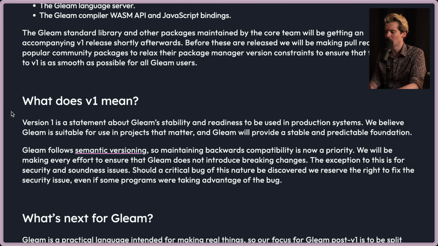Really cool to see. But what does v1 even mean for them? Well, version 1 is a statement about Gleam stability and readiness to be used in production systems. We believe Gleam is suitable for use in products that matter, and Gleam will provide a stable and predictable foundation. Gleam follows semantic versioning, so maintaining backwards compatibility is now a priority. We'll be making every effort to ensure Gleam does not introduce breaking changes. The exception to this is for security and soundness issues. Should a critical bug of that nature be discovered, we reserve the right to fix a security issue, even if some programs were taking advantage of the bug.